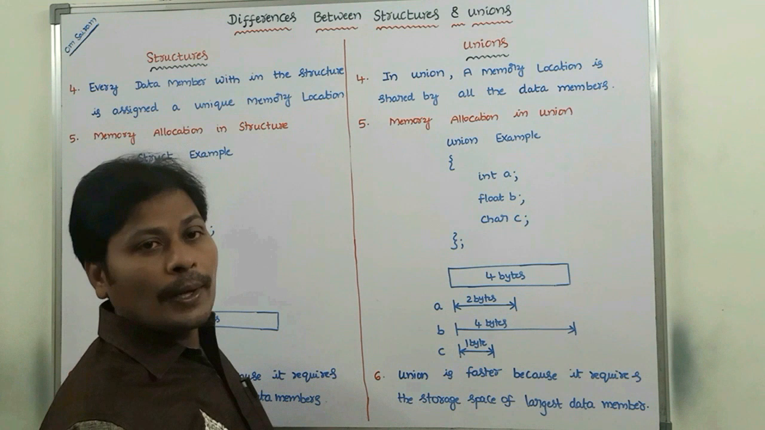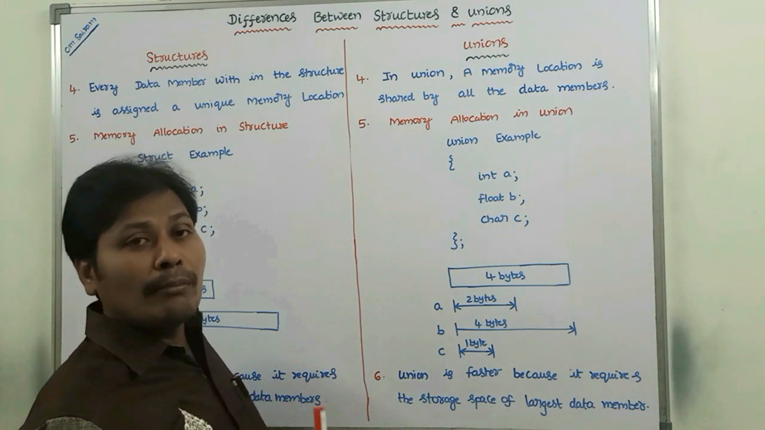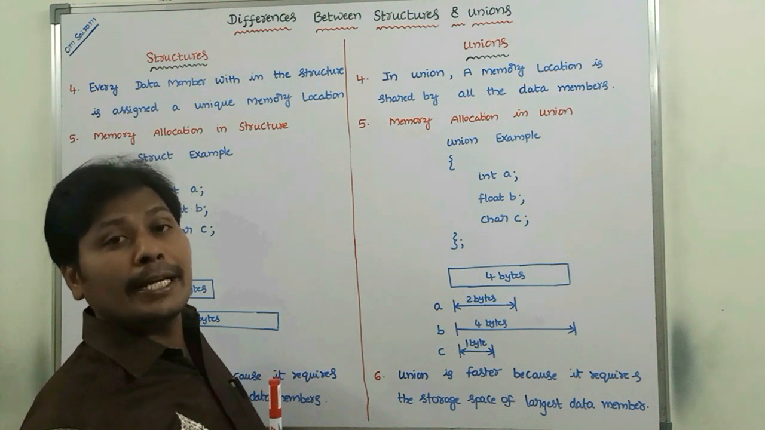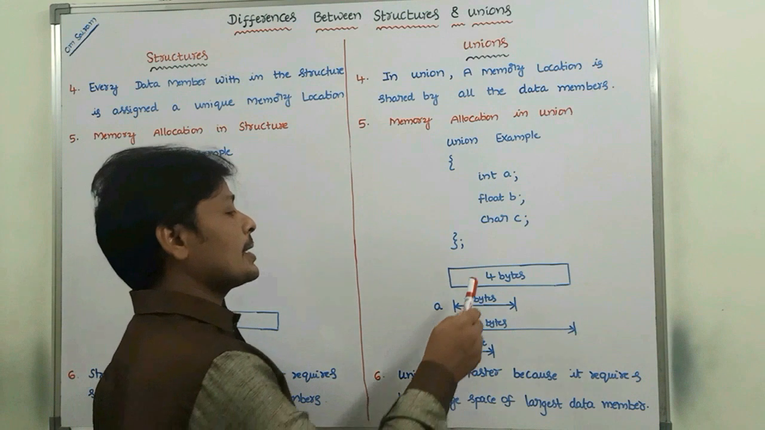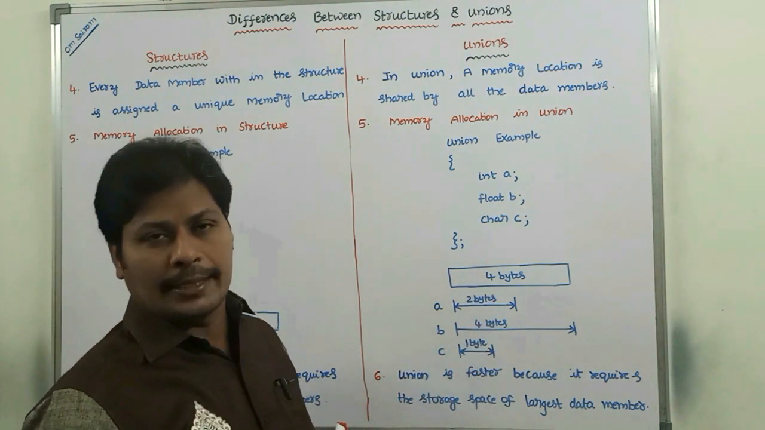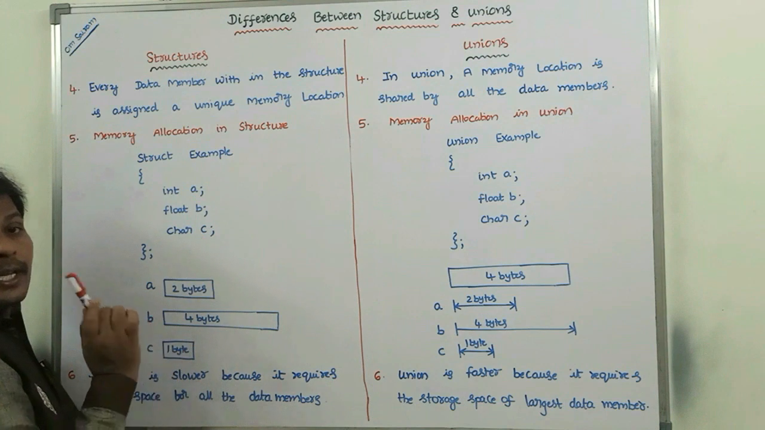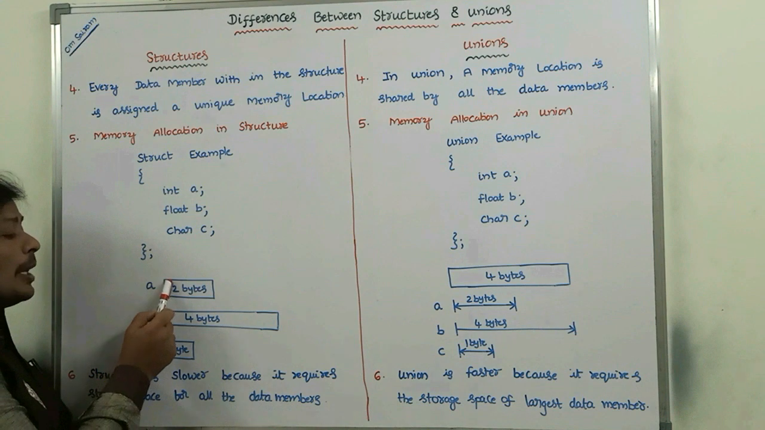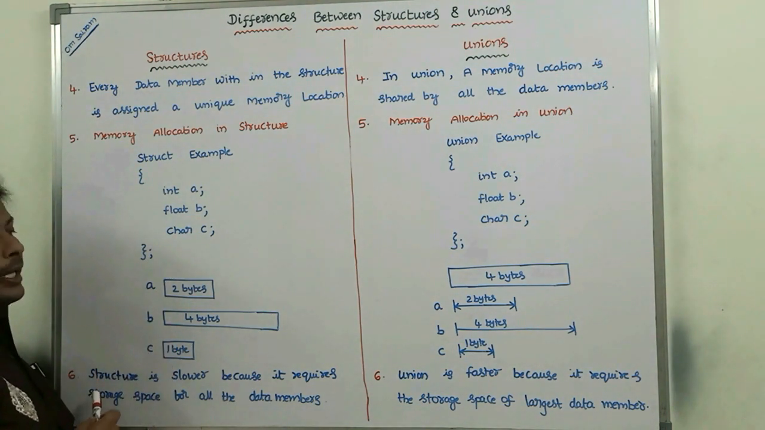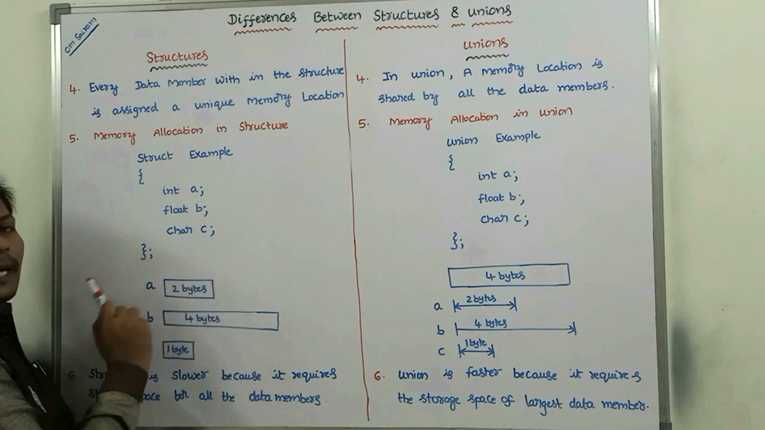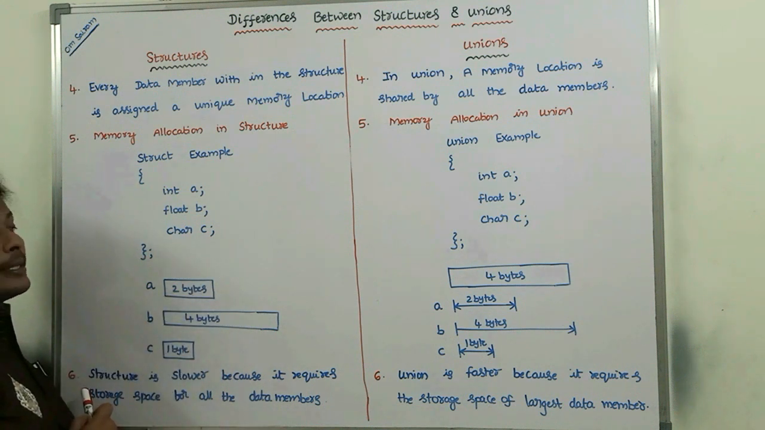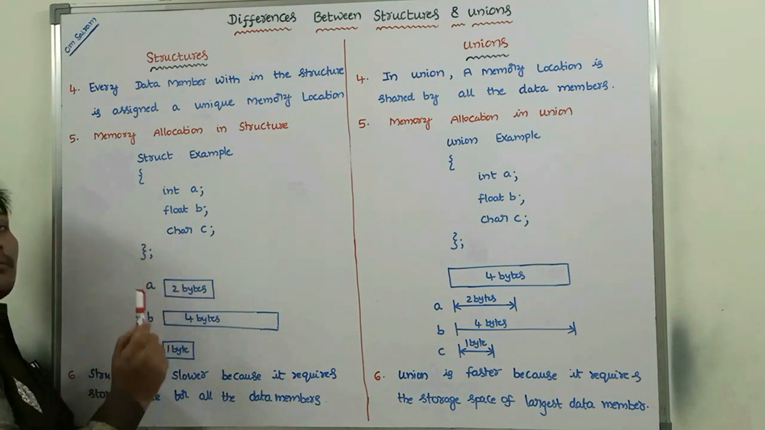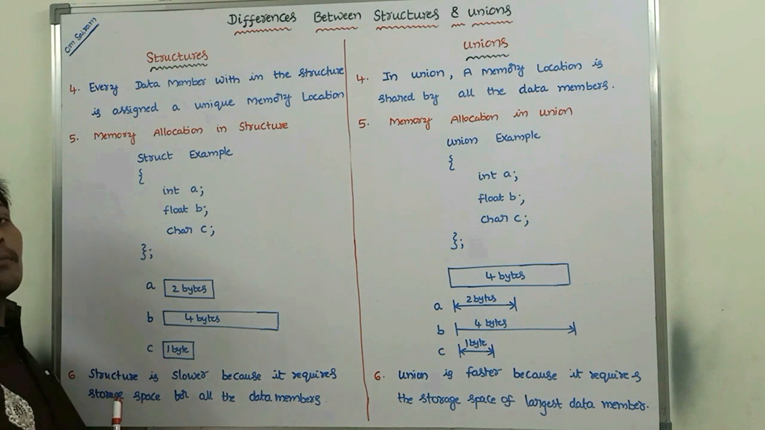So in the case of union, the memory location occupied by the largest data member in the union is shared by all the data members. Whereas in the case of structure, for each and every data member we are assigning a unique memory allocation. This data member is stored in a separate memory address, this one at a separate memory location, and this one in a separate memory allocation.